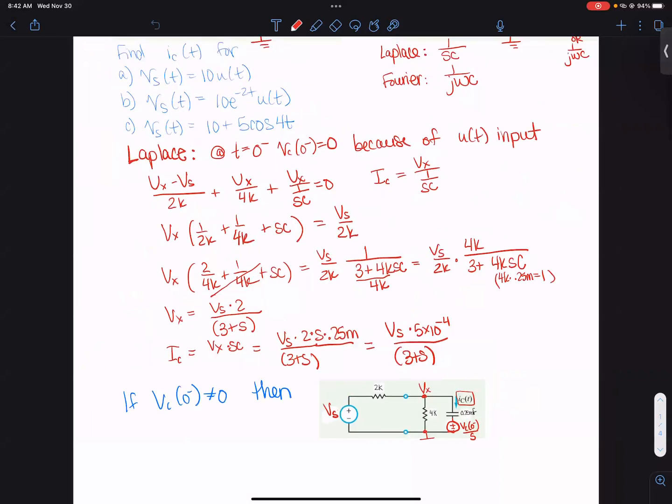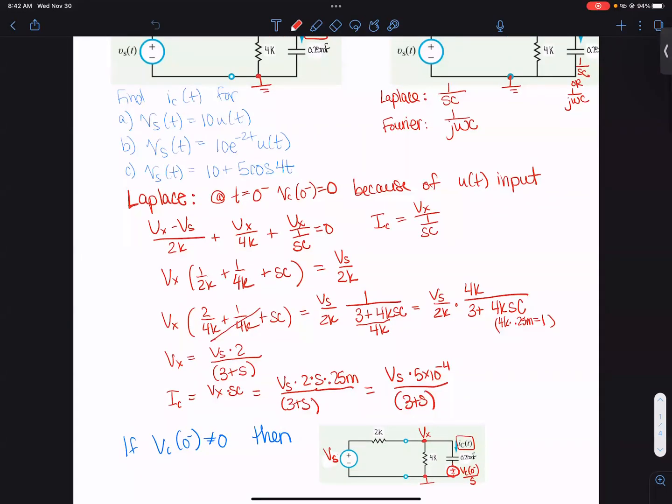A question online was, for the Laplace, if VC of 0 minus is not 0 and we actually have an initial value, what would be the difference? If it's not 0, you add in a voltage source of VC 0 minus over S, and then you would solve for IC from that. Hopefully you have been able to get that IC would equal VS times 5 times 10 to the minus 4th over 3 plus S.